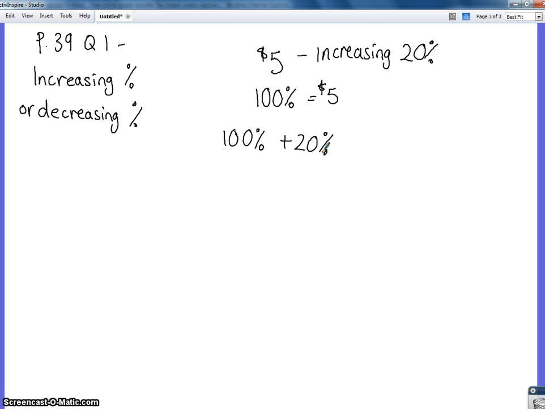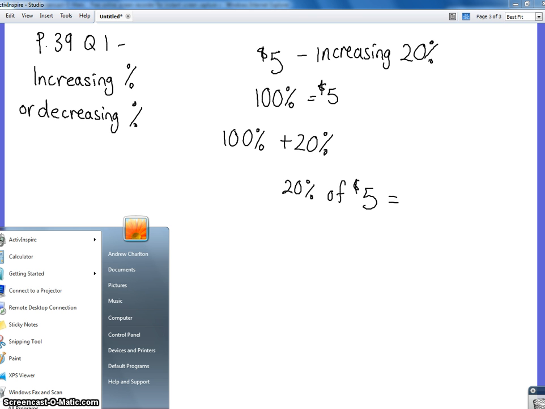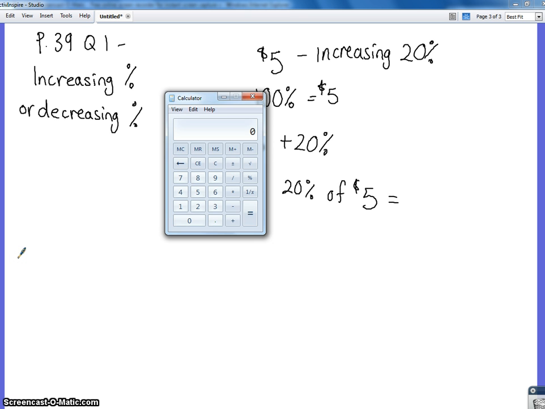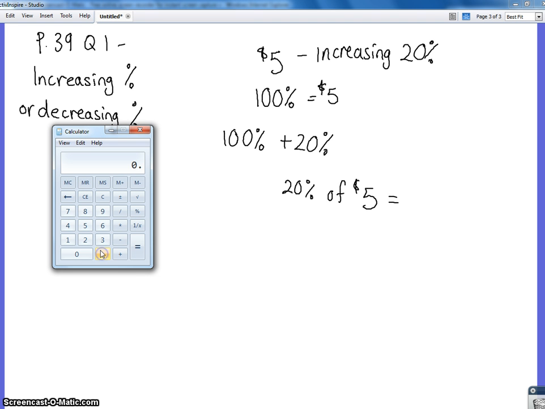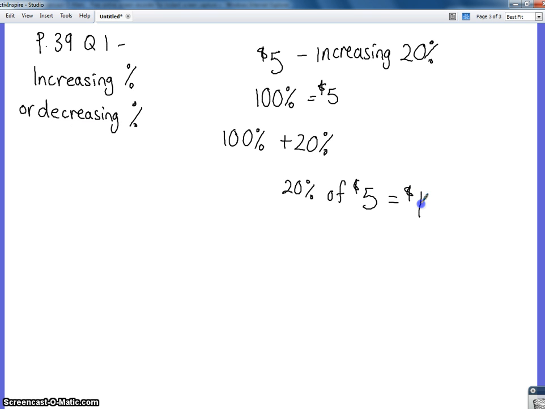Now you could do this in one of two ways. You could find 20% of the $5. What is that? Do that, please, on your calculator. 20% of $5. So it's $1. And we said before that 100% of $5 is $5. So all up for this item, you would have paid $6. Yeah? You're comfortable with that, the parent?